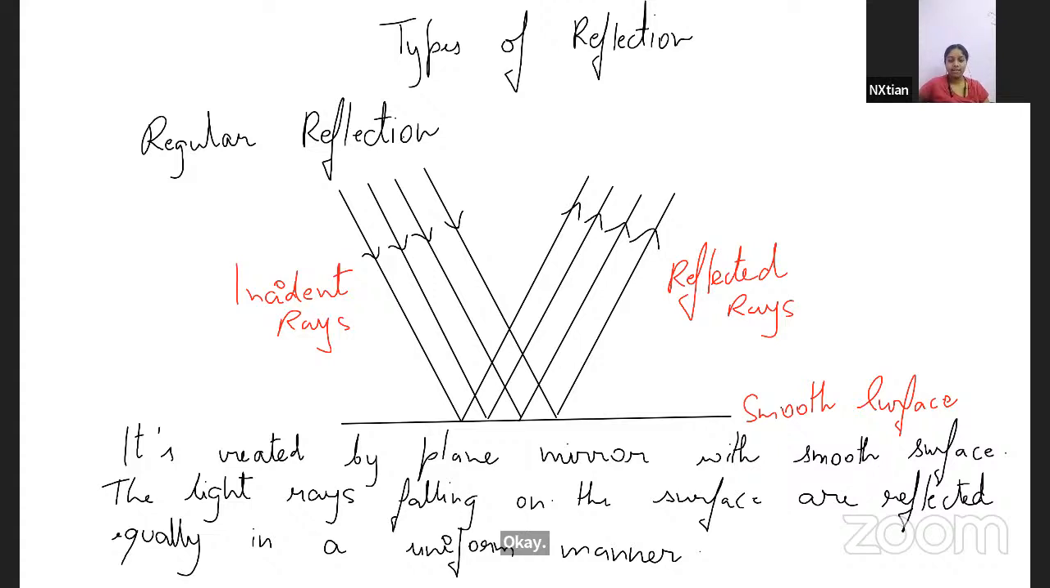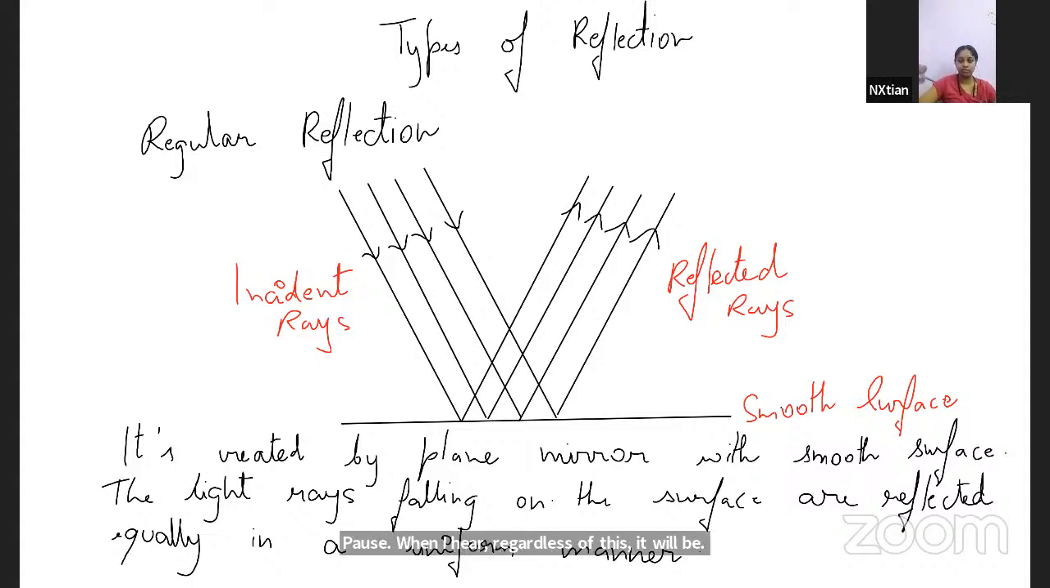Yeah. The ray comes in at a certain angle. It is a matter of the surface on which it is falling. If it is a smooth surface, like a plane mirror, the rays will get reflected in the same way. If it is an irregular surface, then the reflected rays will be diffused.